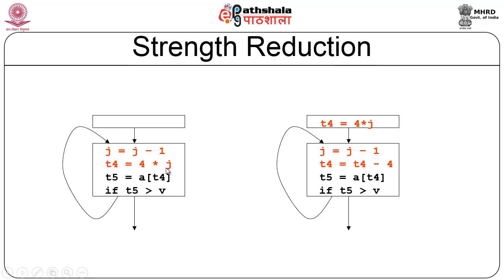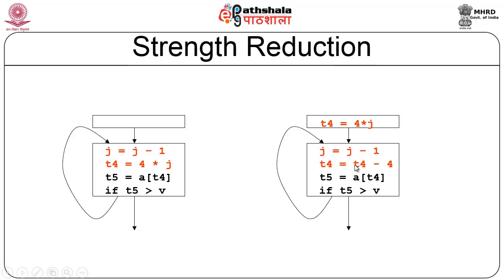So, what I can do is convert this multiplication and do it outside. Then I can decrement j, and simply say T4 is equal to T4 minus 4, because the first time, for example, j is equal to 10, this 4 into j will be 40. Next time j becomes 9, so 4 into 9 will be 36. So the value of T4 gets reduced by 4. I am incorporating that here: T4 is equal to T4 minus 4.